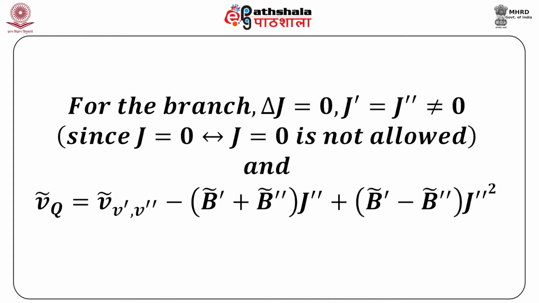For the Q branch, delta J is equal to 0, J prime is equal to J double prime, and this is not equal to 0, since J is equal to 0 to J is equal to 0 is not an allowed transition, and nu bar is equal to nu bar of the v prime v double prime vibronic transition minus B prime plus B double prime into J double prime plus B prime minus B double prime into J double prime square.